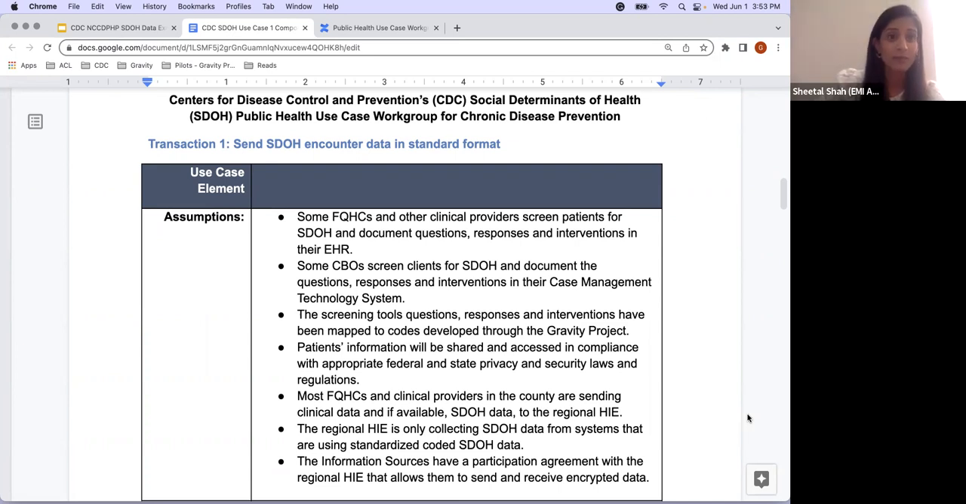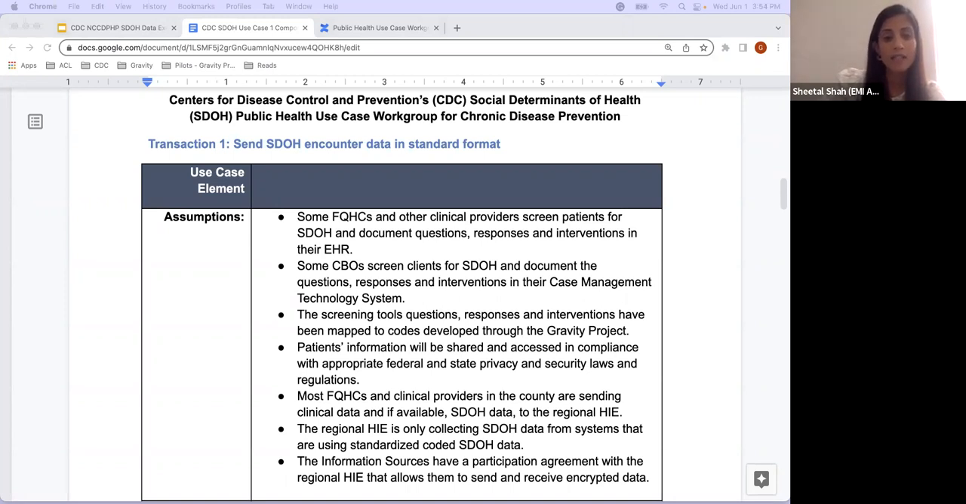And we've also explicitly stated here, again, as we're trying to build off of the value sets and work that the Gravity Project has done, we are saying up front that we want these question and response pairs and interventions to be mapped to codes that have been developed through that work of the Gravity Project. We also state clearly that we want to ensure that the patient's information will be shared and accessed in compliance with the appropriate laws and regulations and policy around privacy, security, and consent.